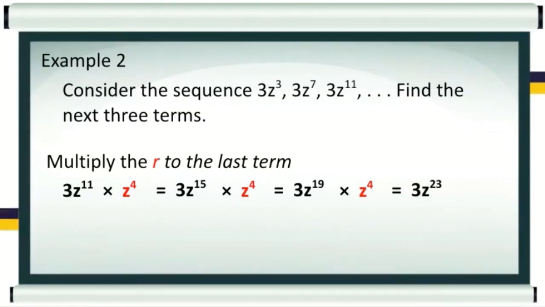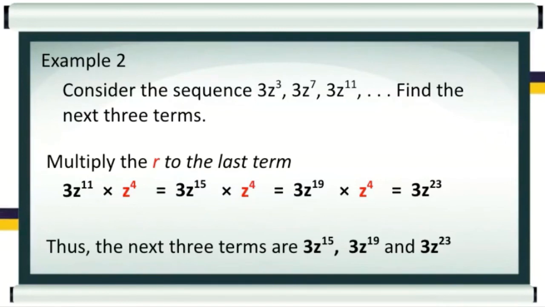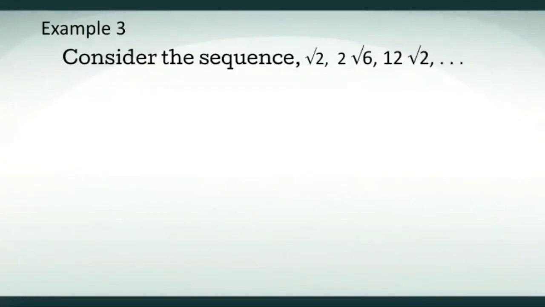Okay? So, it's quite easy now. And you understand how exponent can be worked out if it is division or multiplication. So, the next 3 terms are 3z15, 3z19, and 3z23. Okay? This one, I think this will be the last example.